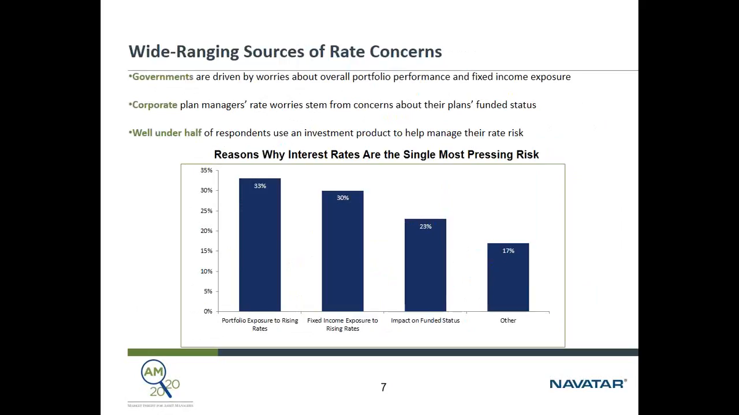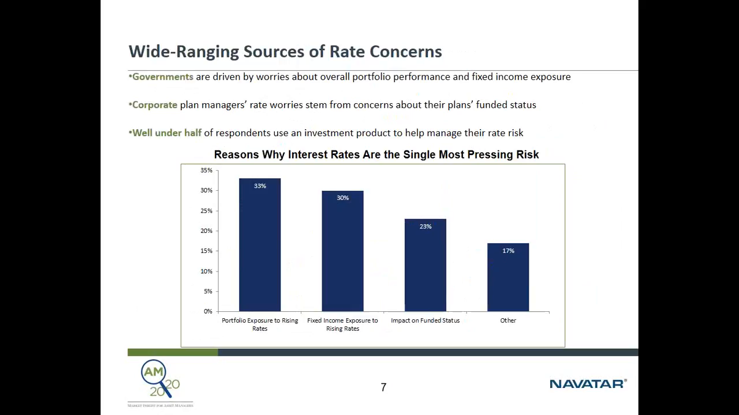As I mentioned earlier, the corporates are most worried about the funded status and how that's going to hit their P&L. And interestingly, less than half of respondents are using any kind of investment product to manage their interest rate risk. So that's an opportunity if you have a product that happens to address that. And here we're looking in this chart at the worry behind the worry. So why are interest rates your single most pressing risk?